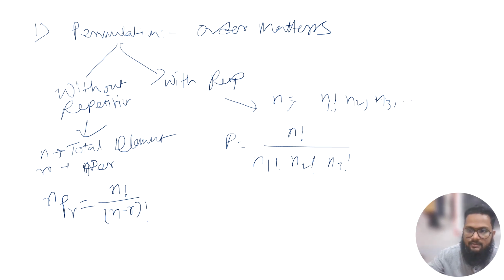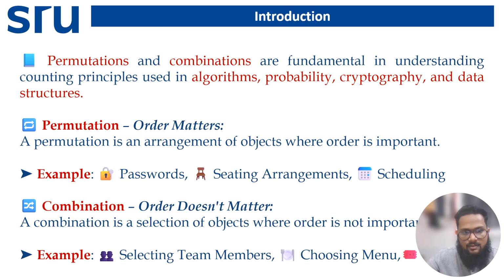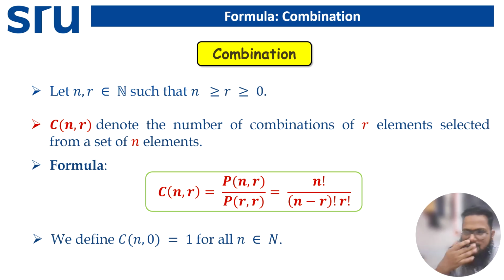Now we'll discuss combinations. I have already discussed where combinations are used: where we are selecting some objects and where order is not a factor, like selecting team members and choosing a menu. These are the examples, right? So these are the formulas for combinations. Here also we have the concept of with repetition and without repetition. So without repetition we have this formula.